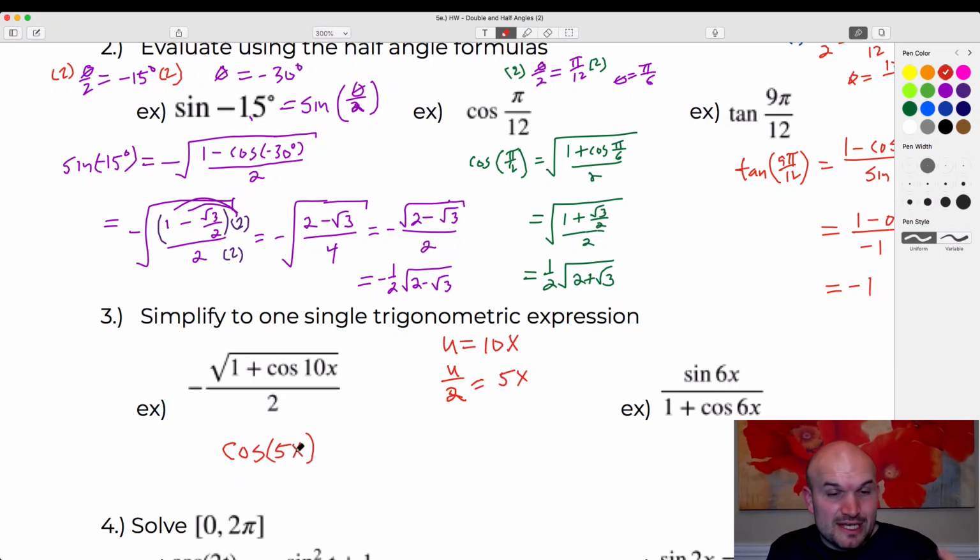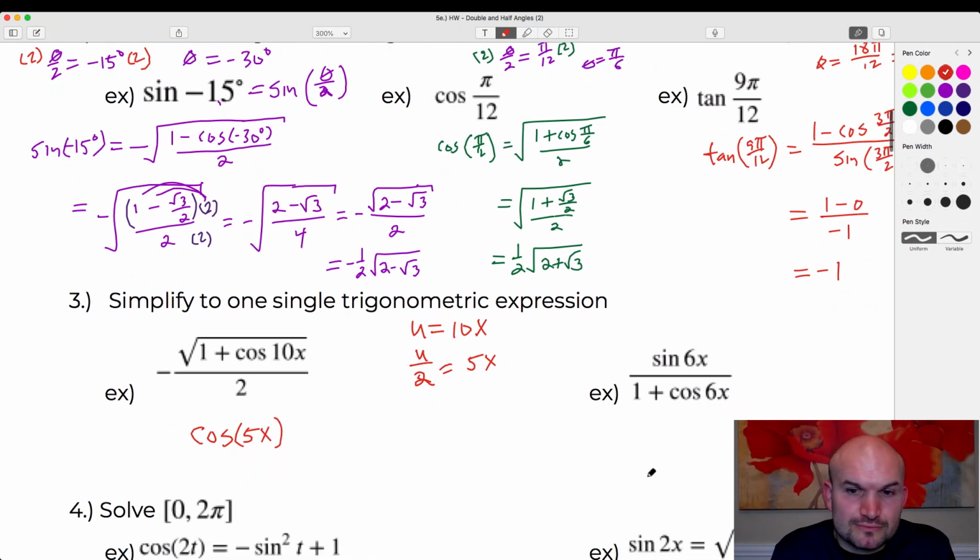And again, if I was going to use the half angle formulas for the cosine of 5x, you would say, okay, well then u over 2 equals 5x, u equals 10x, and then I'd have to say also that u over 2 is in the second or third quadrant, and that's why you'd make that negative. But basically, just to write this as one single trigonometric function, you would use cosine of 5x.